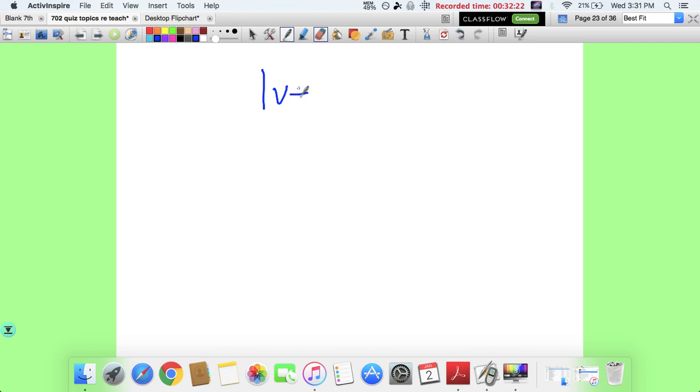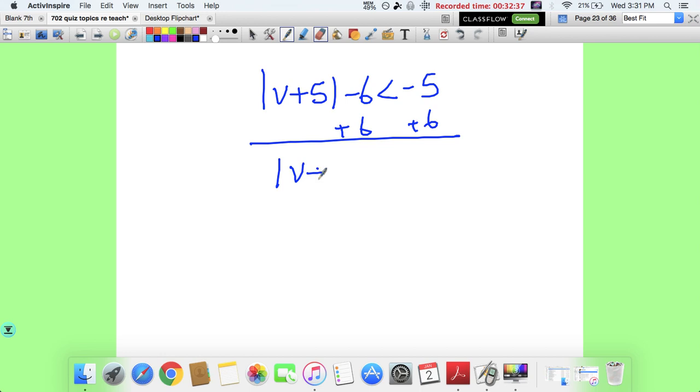Number 2: the absolute value of v plus 5, minus 6, less than negative 5. So the first thing we're going to do is add 6. All I want is my absolute value. So add 6 to that side, plus 6 to this side, and I'm going to get that the absolute value of v plus 5 has to be less than 1.